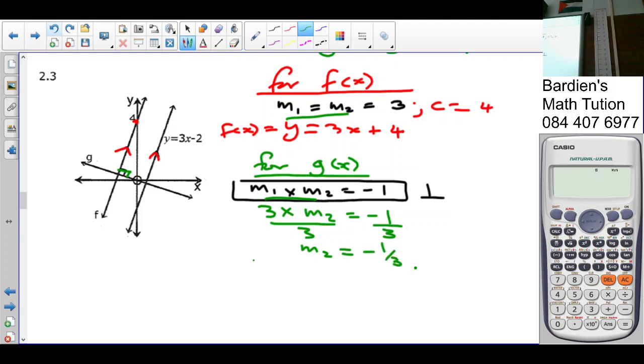So what do we say now? Therefore, what is your c value here on g? The c value is your y-intercept, not so? And where does this graph cut your y-intercept? At 0. So therefore, your c is going to be 0. My equation is y is equal to negative a third x plus 0. I don't need to put that in there. And this is the equation of.